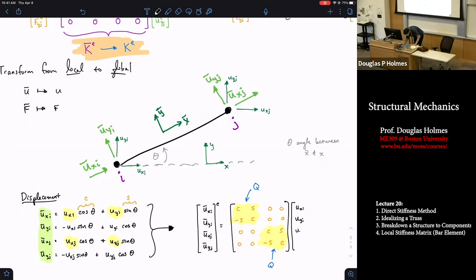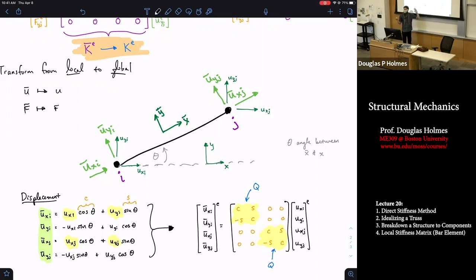I point this out just so you can again see the importance of all the times when you have to transform between one system and another. It keeps coming up again and again. So we've got to do this again. We have to do this for force. We'll do that on Tuesday.